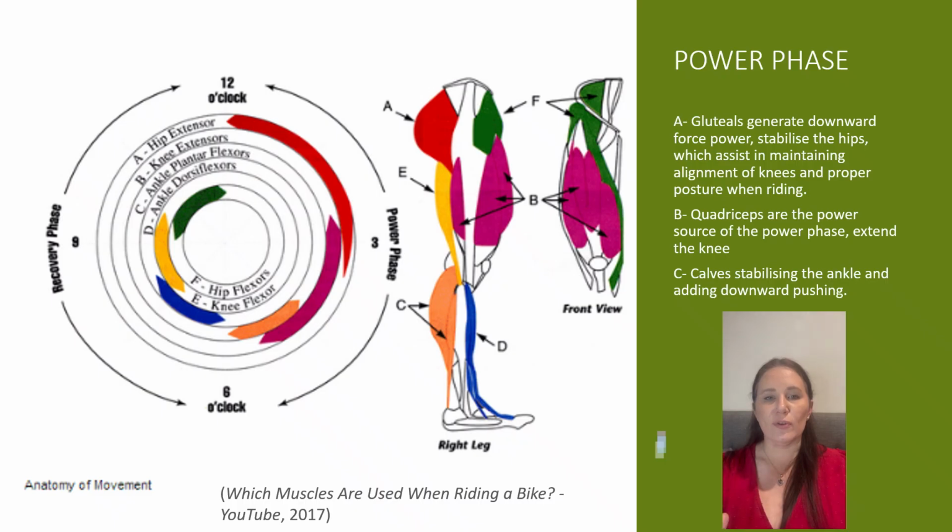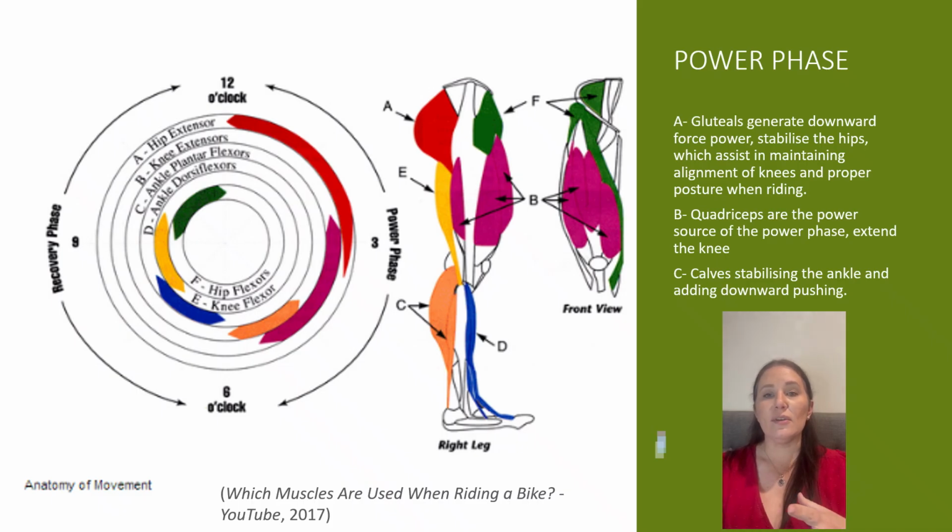And it also gives you proper posture while you're riding, so that everything is staying in alignment and all we're doing is extending. And we're not going laterally or medially anywhere that we shouldn't, and it's all in alignment.